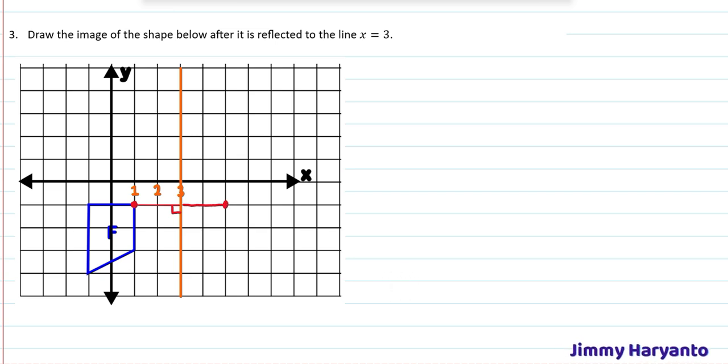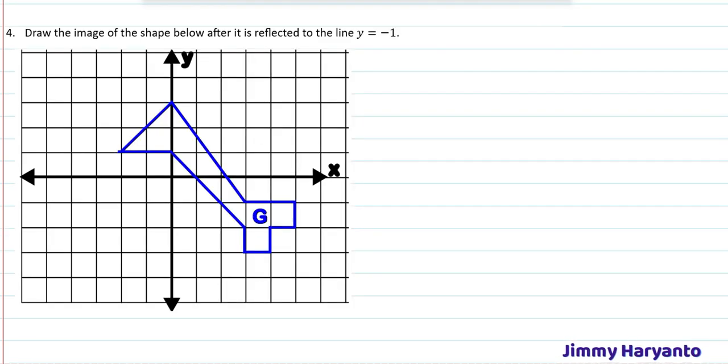This is our image of the first point, and then the next one will be drawing the shapes, and then you will call this as f prime. Yeah, next question 4. For this one, oh no, the shape is a little bit weird.